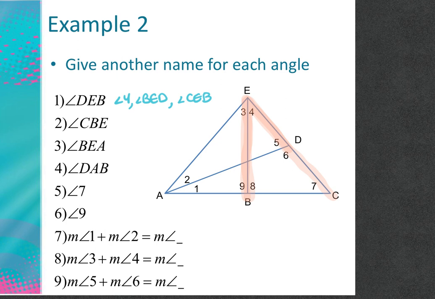The next one says angle CBE. Angle CBE, if given a number, would be angle 8. You could also call it EBC by reversing the letters. BEA is next, and BEA would be angle 3. It could also be AEB. DAB would be angle 1. It could also be DAC.